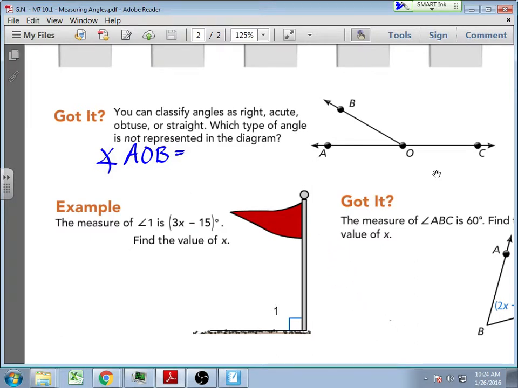Layla, did you measure AOB yet? What'd you get? 30? If you have anything close to 30, you might have a slight error in your protractor.